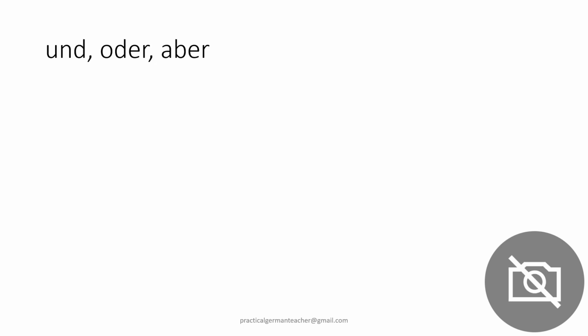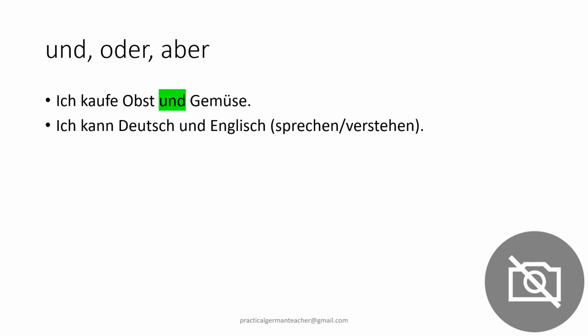Conjunctions und, oder, aber. I noticed that many of you have actually used this in your homework, so good job. But let's just look at them one more time. So you can think of und as the English and, you can think of oder as the English or, you can think of aber as the English but. This sentence is pretty obvious. Ich kaufe Obst und Gemüse.